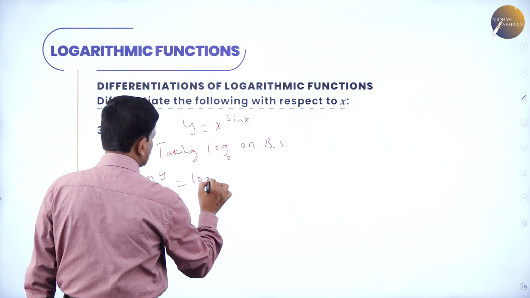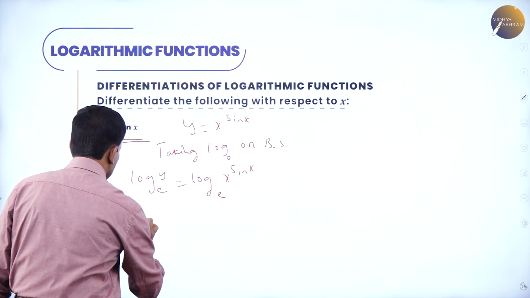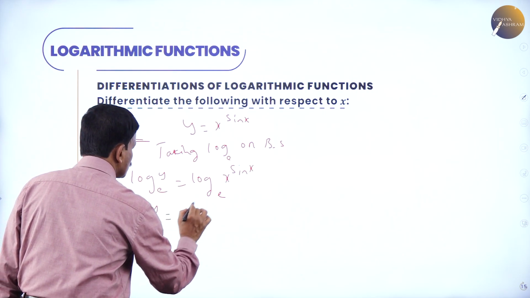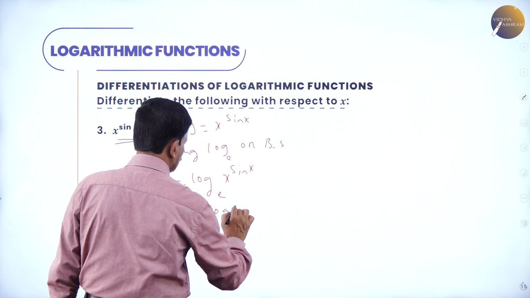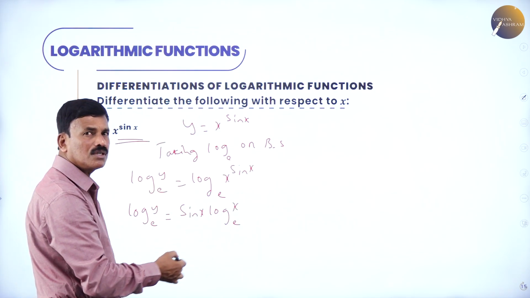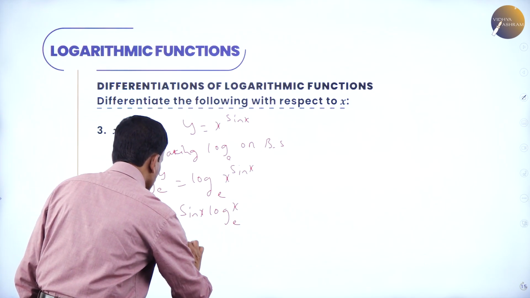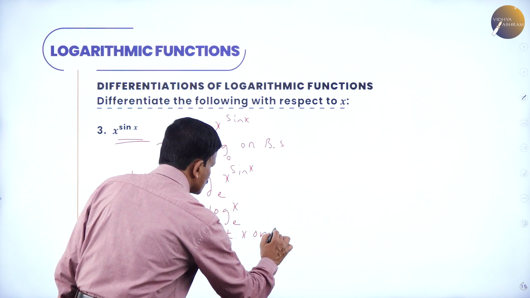Then log y to base c is equal to the logarithm of x to the power of sin x. That is log y to base c is equal to, log m to the power of n is n log m, sin x into log x to base c. What is the power? sin x into log x to base c. Now differentiate this with respect to x on both sides.